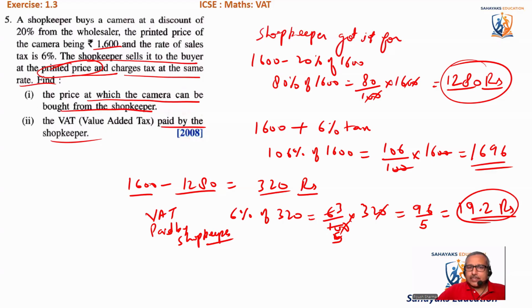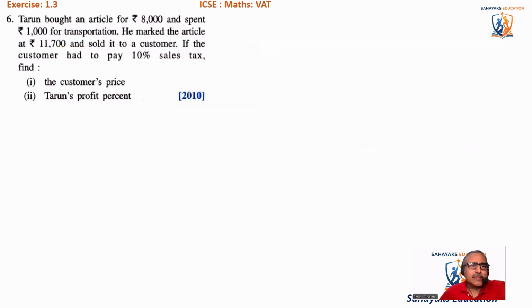Okay, so coming to the next question now. It says, Tarun bought an article for rupees 8,000 and spent rupees 1,000 for transportation. He marked the article at 11,700 and sold it to a customer. If the customer has to pay 10% sales tax, find the customer's price.